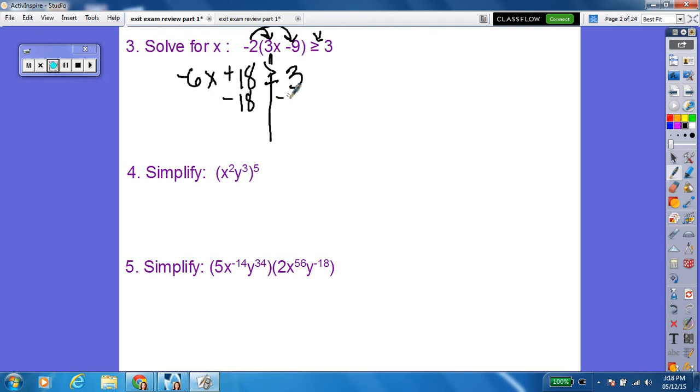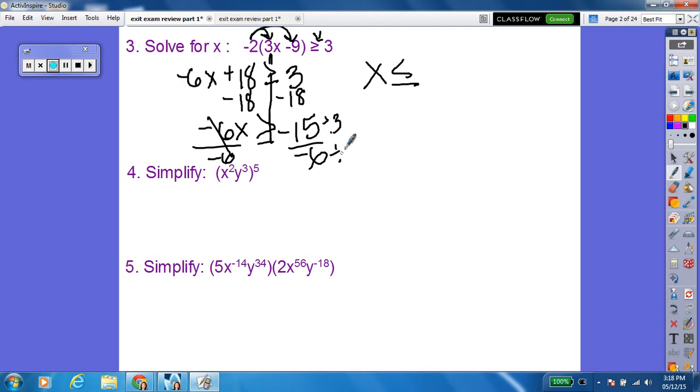Using opposite operations, you get negative 6x is greater than or equal to negative 15. The last thing you're going to do is divide by that negative. But remember what I said, when you divide by a negative, the symbol must reverse. And then we also should reduce this because 3 goes into both of those. So we get 5 halves. And there you have your answer.